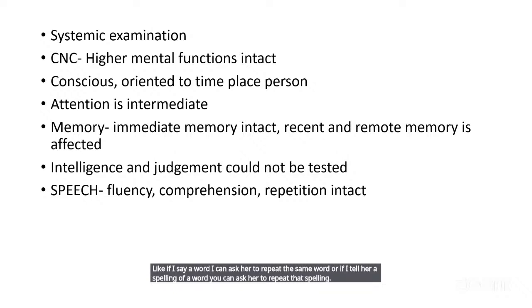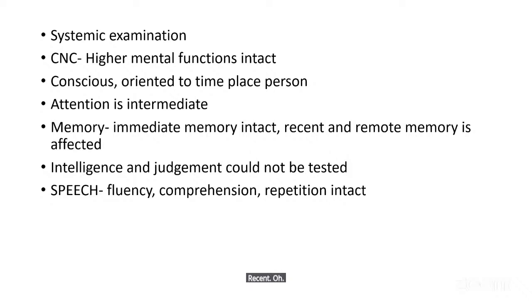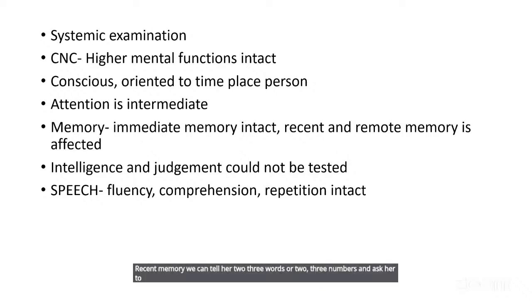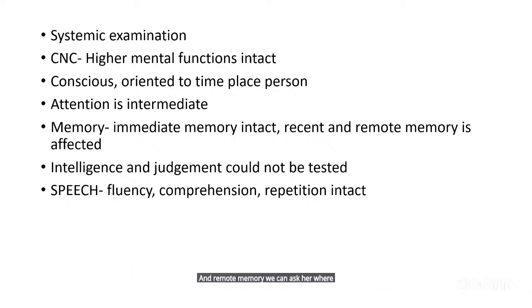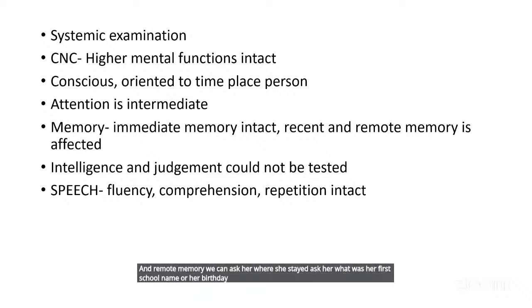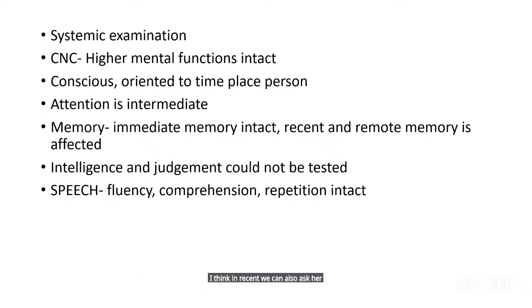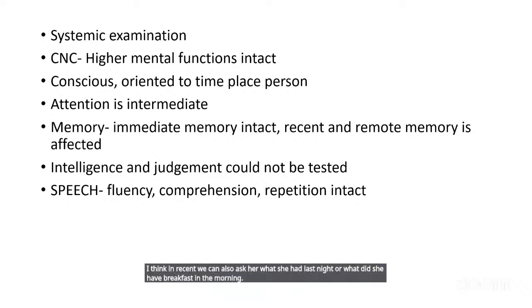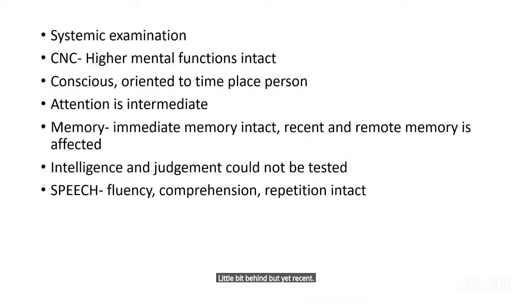Recent memory, we can tell her 2-3 words or 2-3 numbers and ask her to repeat in reverse order. And remote memory, we can ask her where she stayed, what her first school name was, or her birthday, or if she has changed her home, where she had lived previously. I think in recent, we can also ask her what she ate last night or what she had for breakfast in the morning. So a little bit behind, but yet recent. Okay. Speech, fluency, comprehension, and repetition were intact.